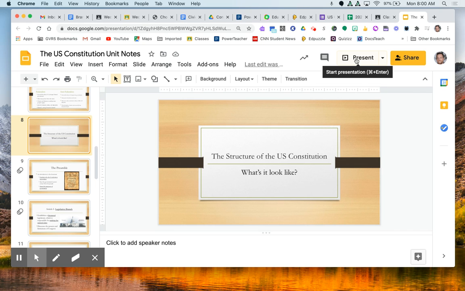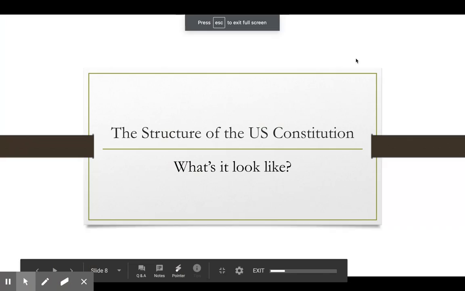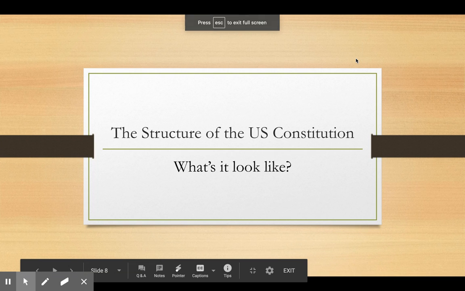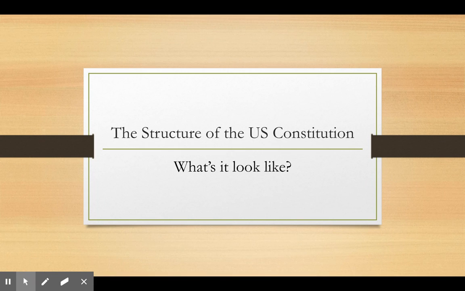Hey guys, this is part two of the U.S. Constitution Unit notes. We talked about more of the history in part one, the Federalist and Anti-Federalist debate, and a lot of the processes and debates that went into designing that Constitution. Today is more about what the Constitution actually looks like, how it's structured.